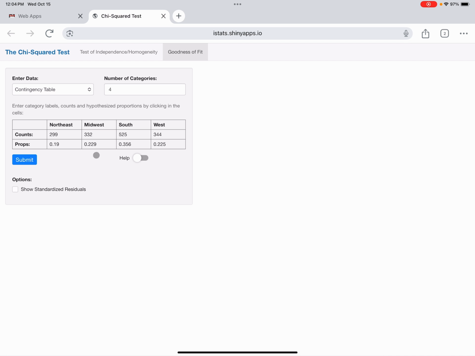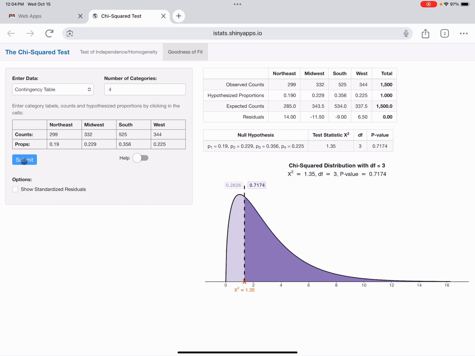Okay, so this is what it should look like once you get everything in there. Click submit, and then you get your p-value. This is really interesting. Looking at the residuals, for example, here we have a residual of 14, which was bigger than any of the residuals we saw with our M&M's example.